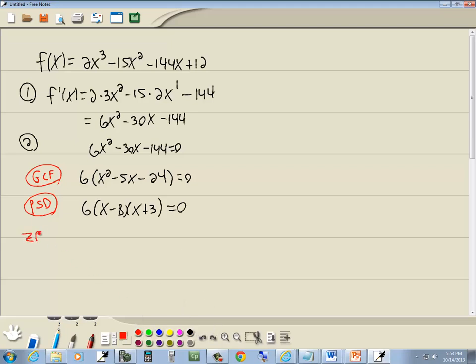Zero factor property says if you get 0 on one side and you factor the other side, you can set each factor equal to 0. It never does any good to set a number equal to 0, so I'll ignore the 6. I'll set x minus 8 equal to 0 and x plus 3 equal to 0. Now solve for x. Take negative 8 over, it becomes a positive 8. Take the 3 over, it becomes a negative 3.